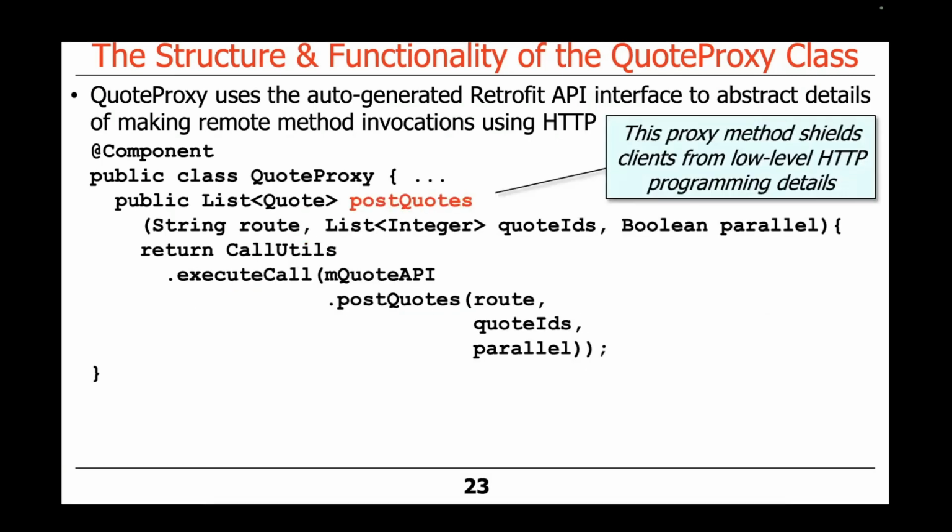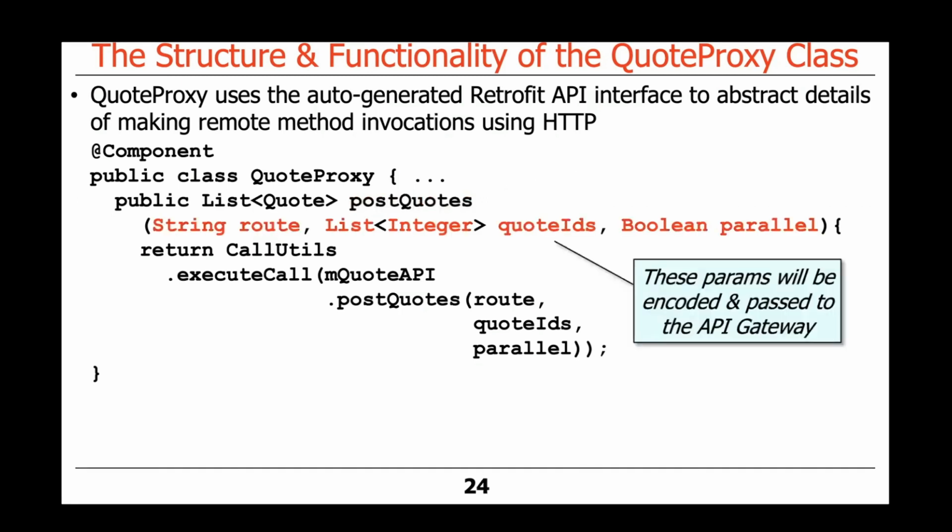Here is what the proxy methods look like. And once again, you can pretty much do this as paint by number. In fact, you could probably get ChatGPT to do this for you. I haven't tried that, but it wouldn't be hard, I don't think. So here's what they do. This is one example. This is the post quotes proxy method that shields clients from low-level details of HTTP programming, including retrofit programming, by the way.